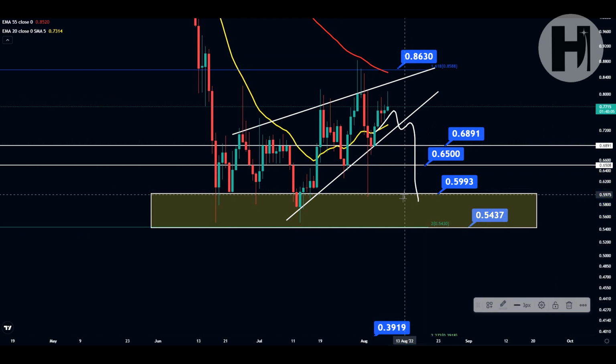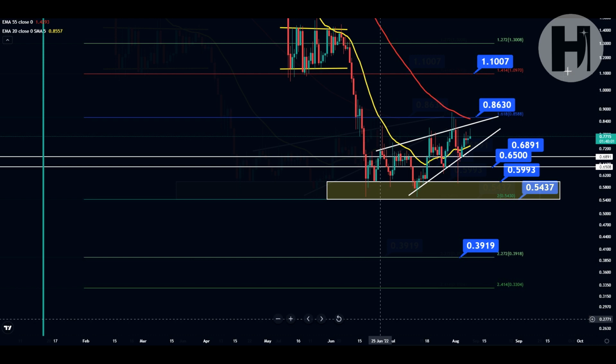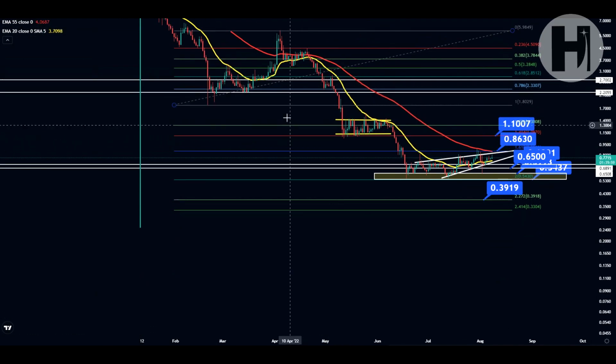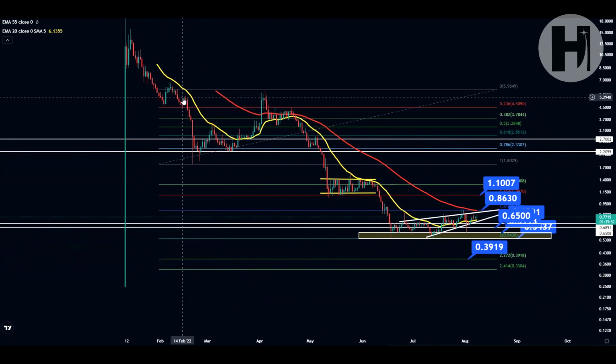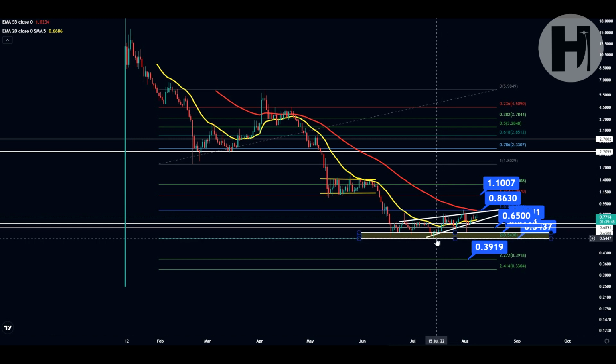Now, you could say that there is no chance that GLMR is coming back down to these prices over here. Well, my friend, if you just zoom out a little bit here and you take a look at the prices that we were sitting at back in February, right? We were sitting at $5, and I don't think anyone would believe you if you said that we're going to be sitting below 60 cents on GLMR. No one would believe you.